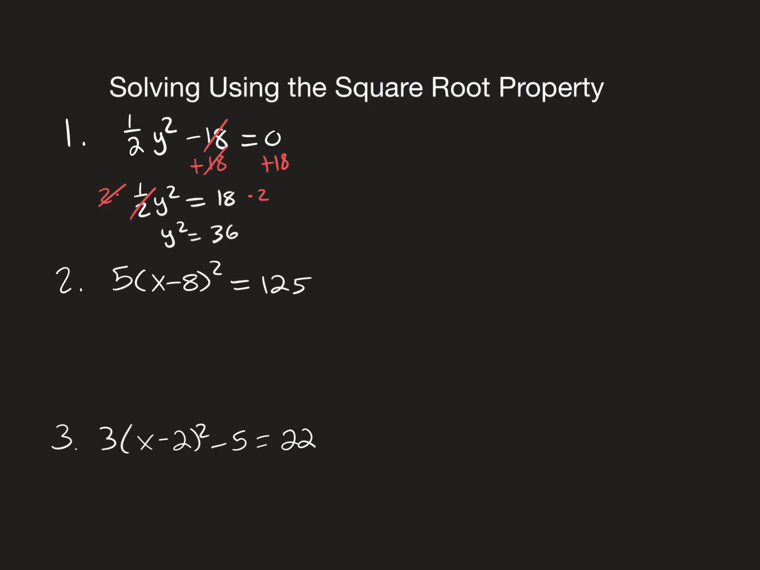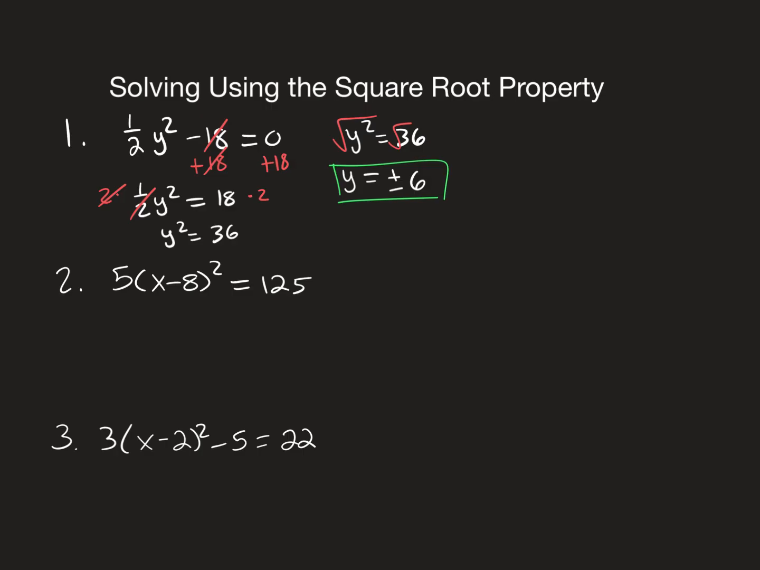Now that we have the square isolated, I'm just going to rewrite it up here. We can take the square root. And the square root of 36 is positive and negative 6. And when we check our work, that will be correct. Now, let's move on to number 2.